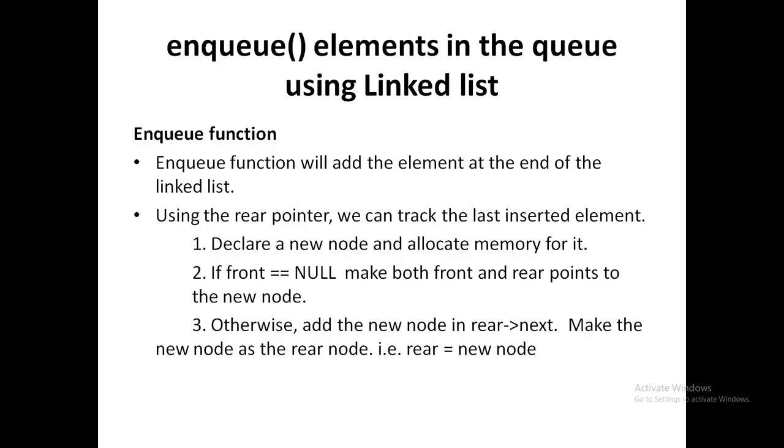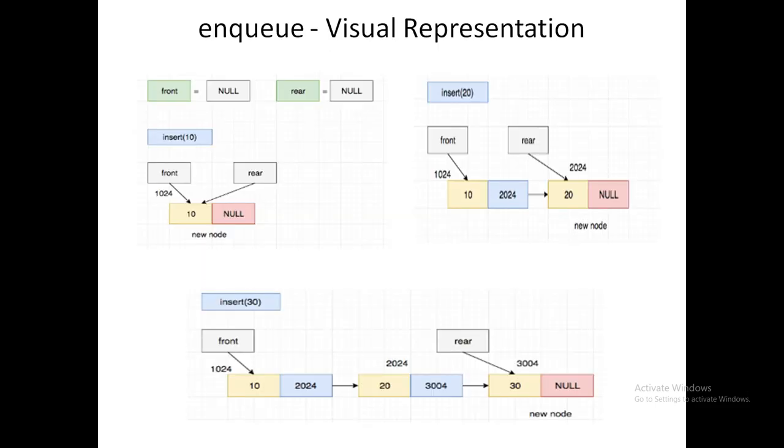When we are inserting a new element, we need to create a new node and allocate memory for that. Both front and rear are null only. We need to make both front and rear point to the new node, because while we are inserting an element as the first node in the queue, we need to make those two pointers point to the first element only. So rear's next is also the new node, and front is also the new node. So this is the enqueue operation.